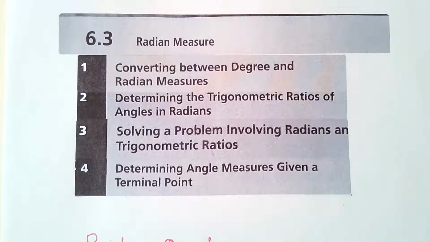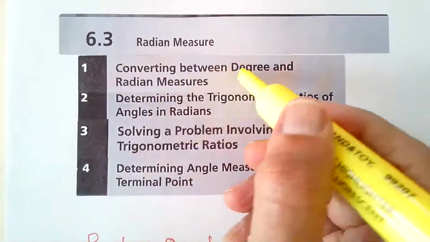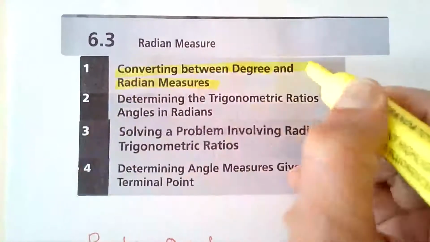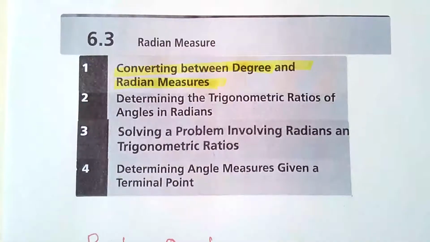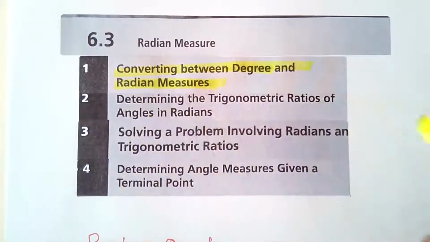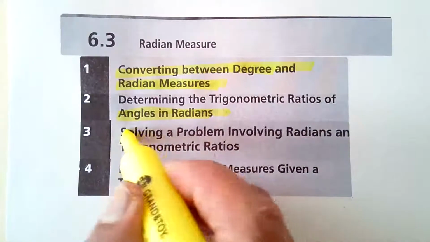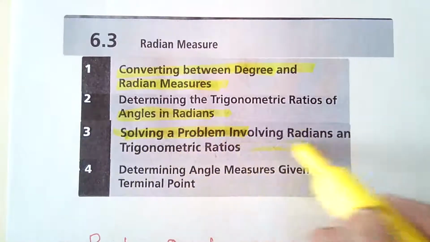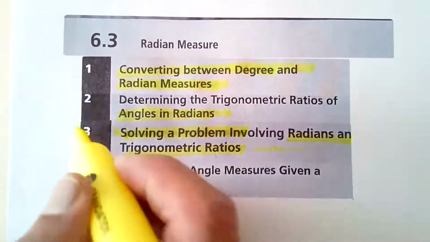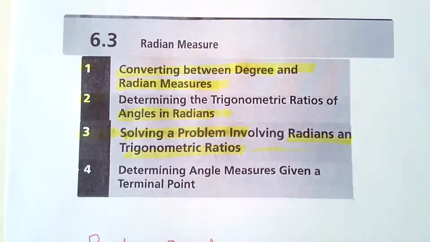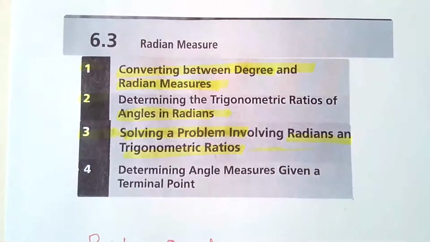Today we are resuming radian measure. So far, we've completed converting between degrees and radian measures. We looked at radians and degrees. Secondly, we looked at determining the trig ratios of angles in radians, and looked at one problem involving radians as a trig ratio. So we've completed three of the goals of 6.3, radian measure.